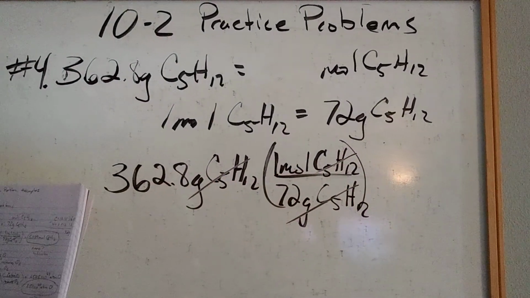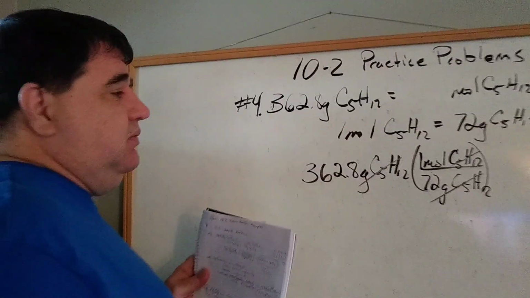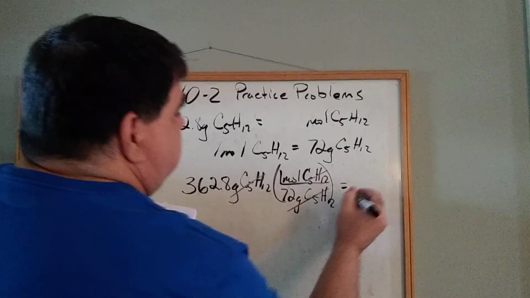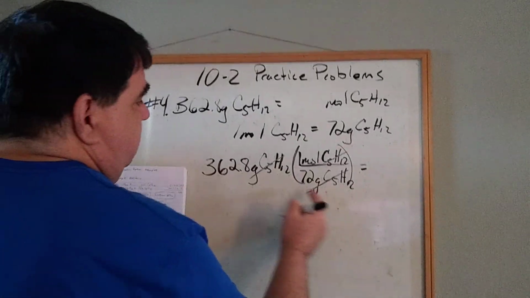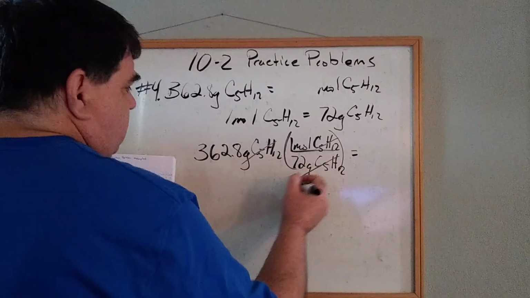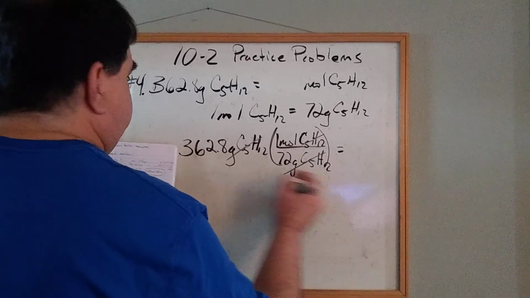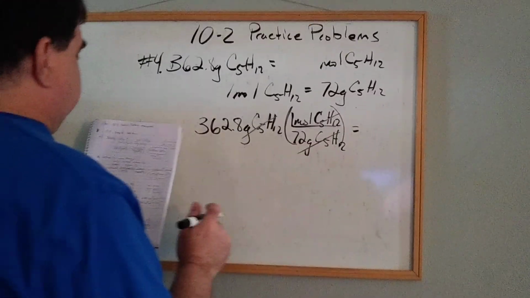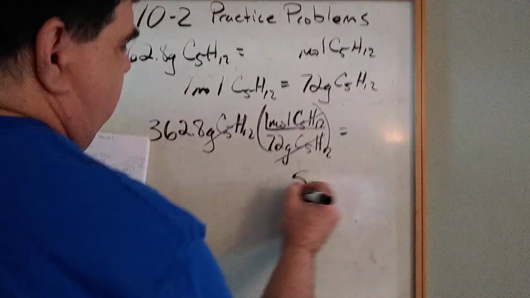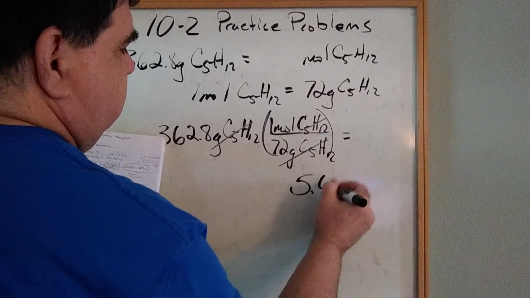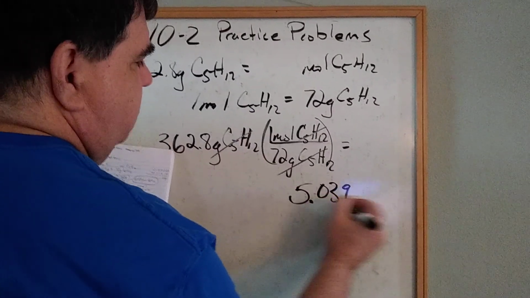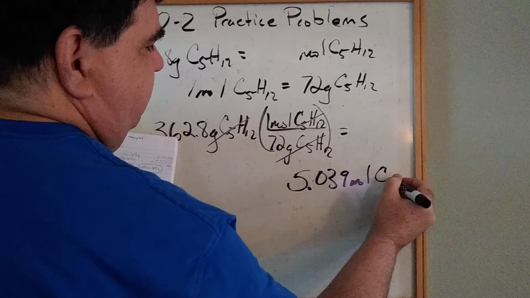Some of you that have been sending me work get little notes back in your emails about showing your work. I need to see work, guys. If there's no work, it's just like you didn't do it. We plug in our numbers. We know we had to have 4 sig figs in our answer, so you should have come out with 5.039 moles of pentane.